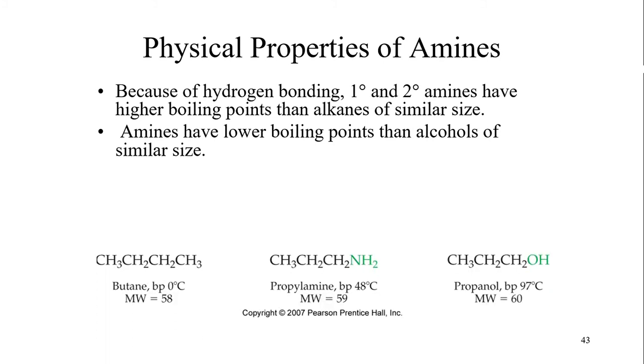Here we have a sequence of compounds. On the left, we have butane, in the middle, propylamine, and on the right, propanol. Notice that these three compounds are essentially the same size. They have similar molecular weights. All three of them are extended carbon-carbon chains, but notice how the presence of the amino group, the NH2, increases the boiling point of butane to 48 degrees. But if instead of the amino group, NH2, we put the hydroxyl group, OH, we now have a boiling point that is much, much higher. Stronger hydrogen bonding is possible in alcohols.